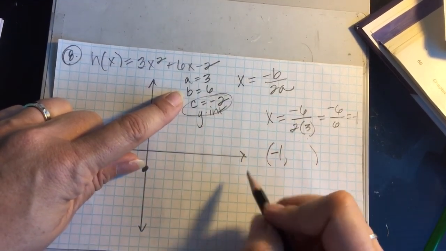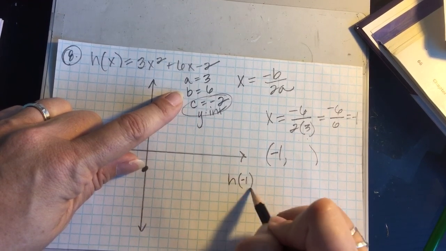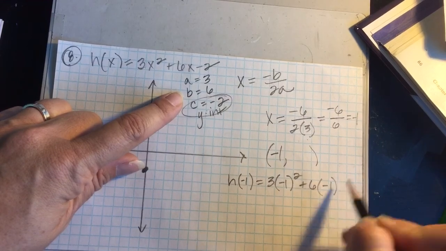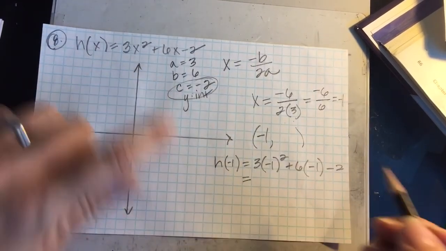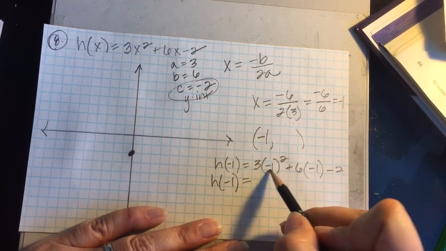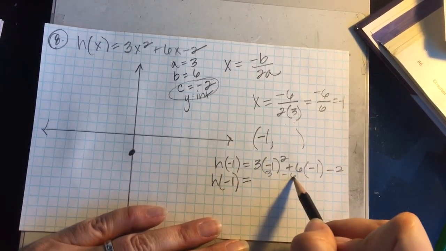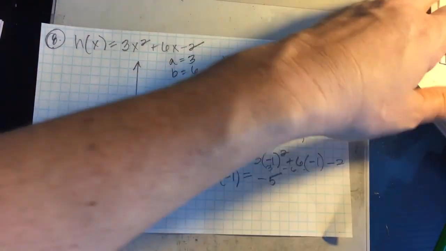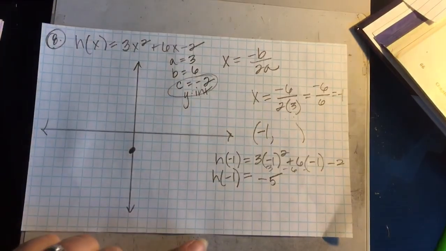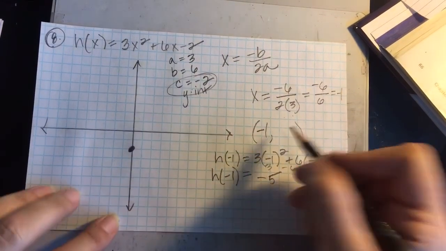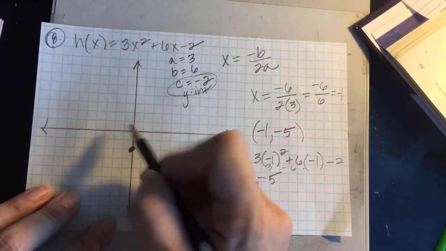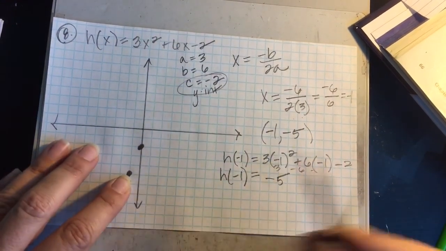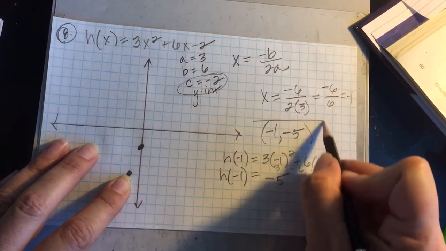I'm going to go plug that negative 1 back into the function. 3 times negative 1 squared plus 6 times negative 1 minus 2 is going to give me the y value of the vertex. That's going to be 3 minus 6, negative 3. I think it's going to be negative 5. Let me check here for a sec. I think the y value of the vertex is going to be sitting at negative 5. It sure is. So negative 1, negative 5 is the vertex.